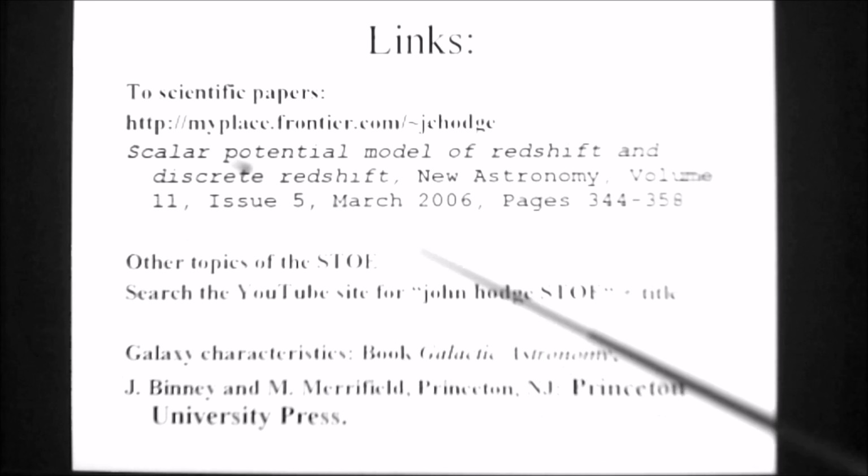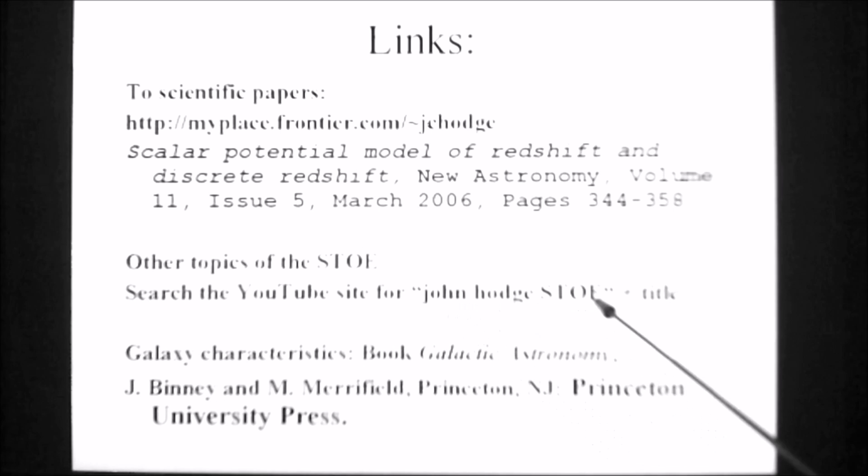This is the paper that talks about both redshift and discrete redshift. You can search for other topics, John Hodge, STOE, plus whatever the title is, such as redshift.